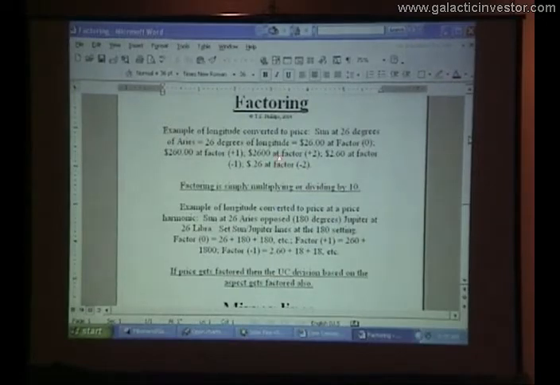But this is one way you can use factors, and sometimes you don't know what's the correct factor, and price might make a low or a high at one factor. It might not make any sense, but another factor might make perfect sense. So factoring has to do with multiplying and dividing by 10. It's as simple as that. But you have to get skilled at adjusting the factor in your program. It defaults to factor 0.